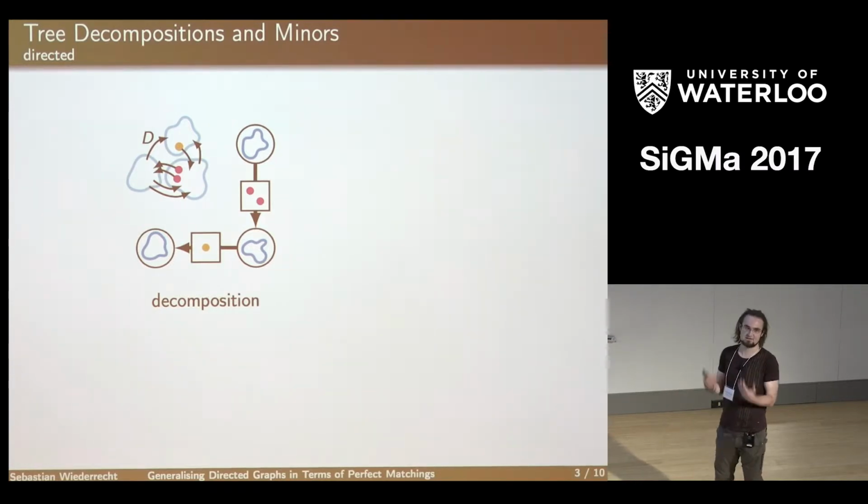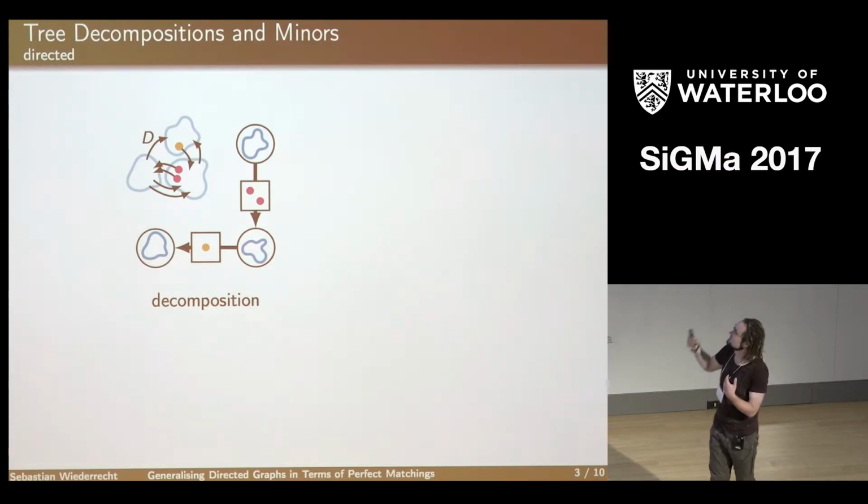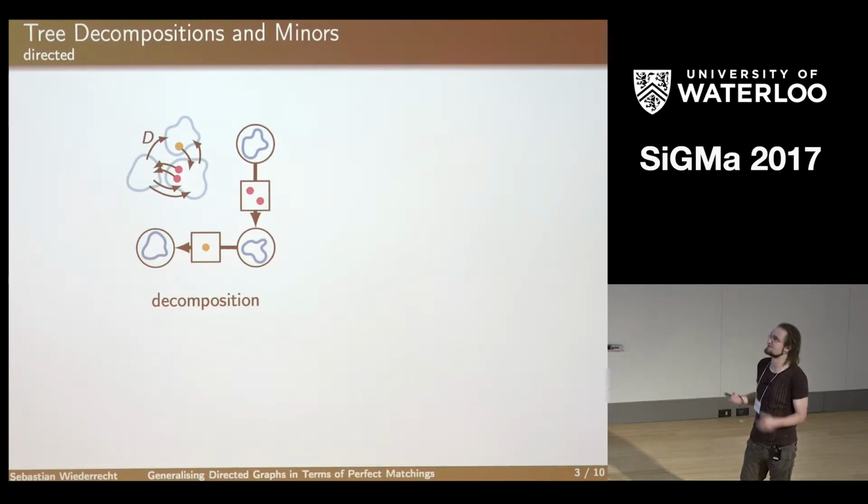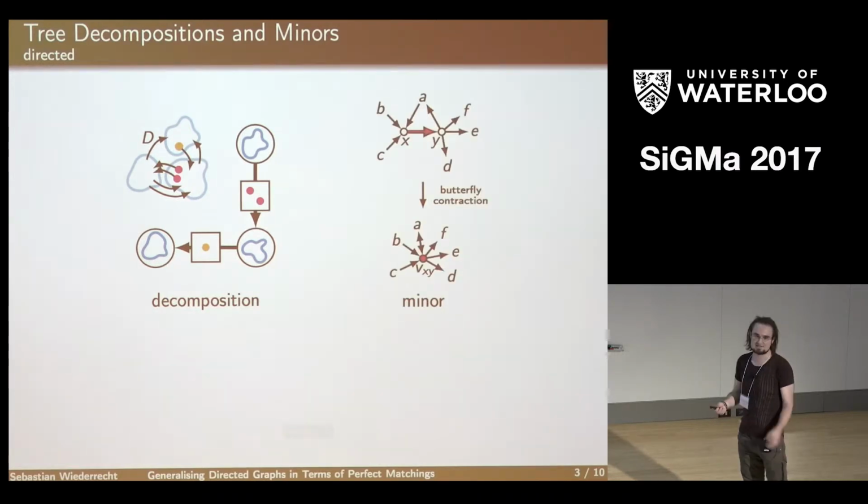And here it gets a little bit more messy. We get a strange new notion of what connectivity is, which doesn't really use the same monotone structures that we had before in the undirected case. Now it can happen that you delete a vertex from somewhere in the graph and you lose connectivity somewhere else. And also the minor notion gets a little bit more messy.